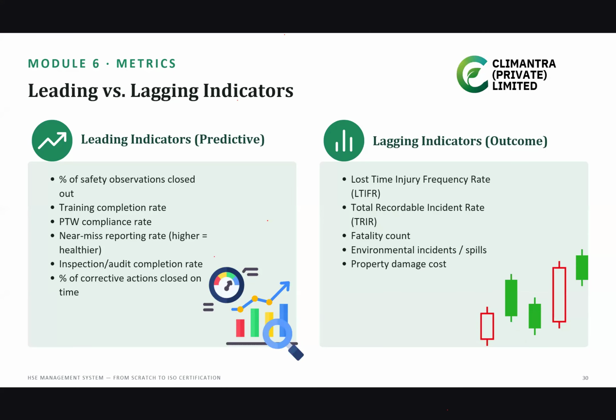So KPIs are key performance indicators. Key performance indicators mean the indicators that measure our performance, the performance of HSE. They are of two types. One is leading indicators and one is lagging indicators. So leading indicators are proactive safety measures.